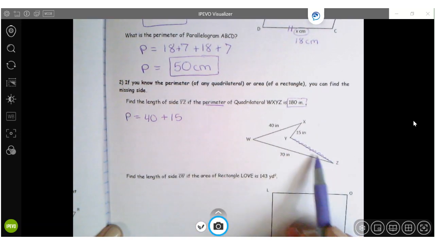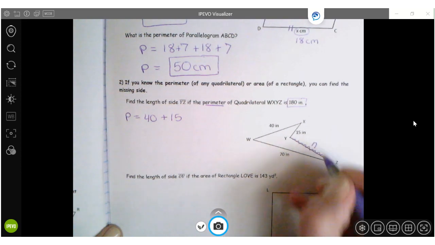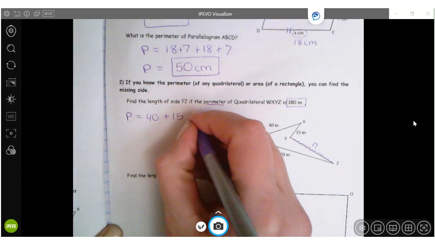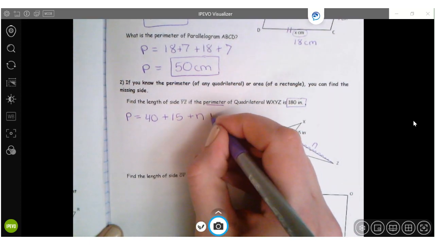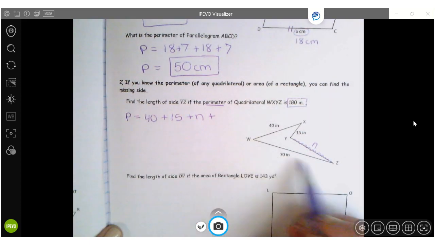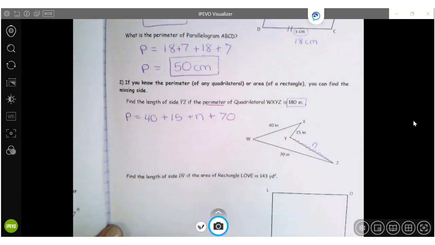I do not know what this is. I could call it X, using that as a variable, but I'm going to call it a different variable so I don't get it confused with that angle. I'm going to call this side N, just so I have a letter to put in here, plus whatever the length of N is, plus this last side right here, the 70 inches. So that would be my perimeter.